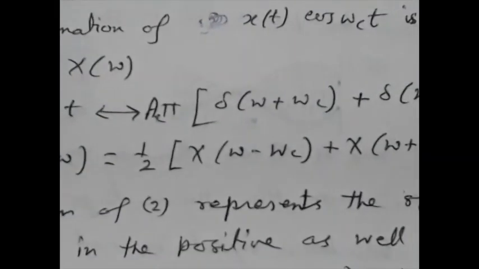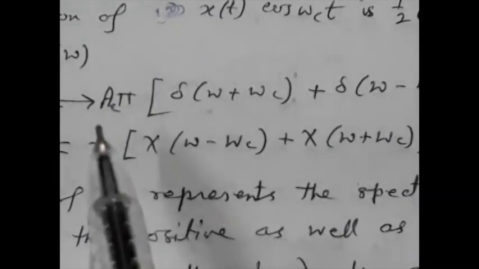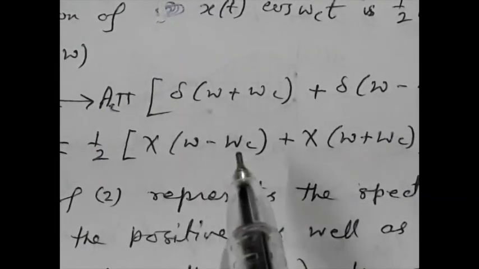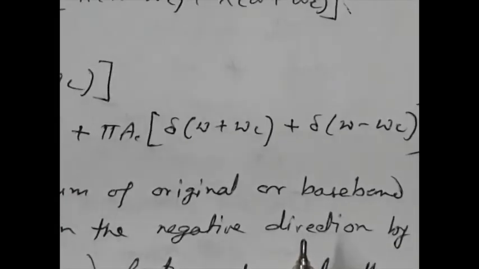So the effective spectrum would be like this: for the first term, half X(ω − ωc) plus X(ω + ωc), plus π Ac [δ(ω + ωc) + δ(ω − ωc)].